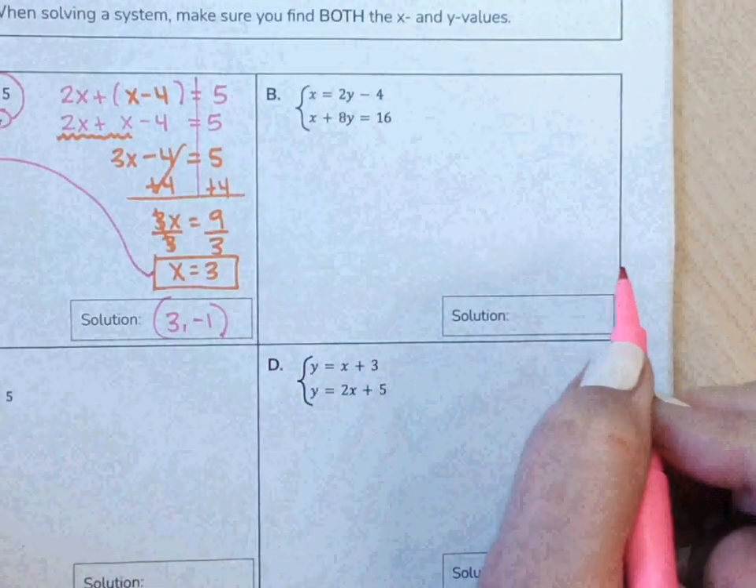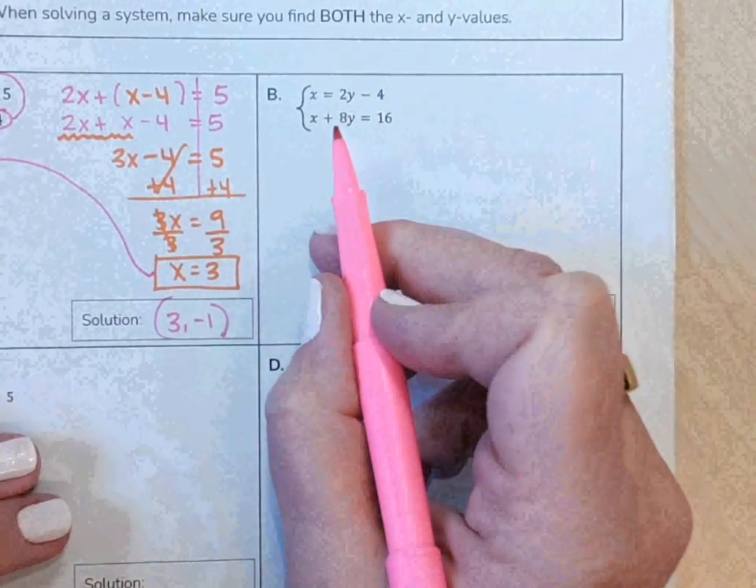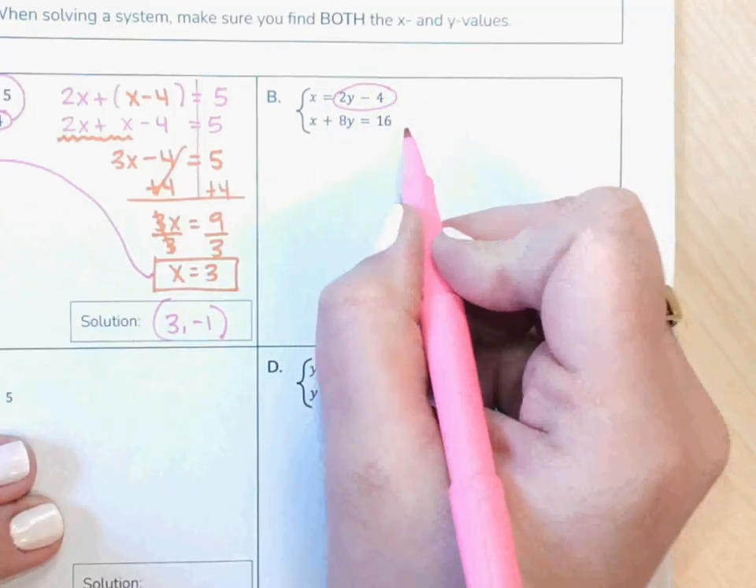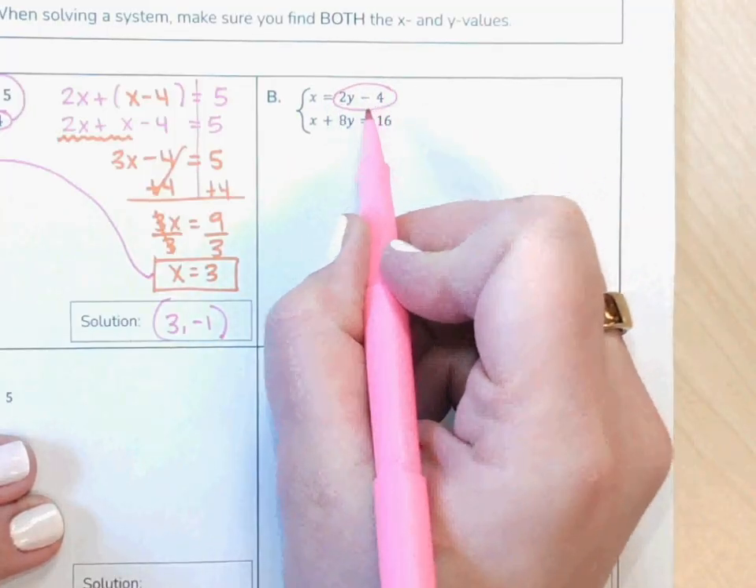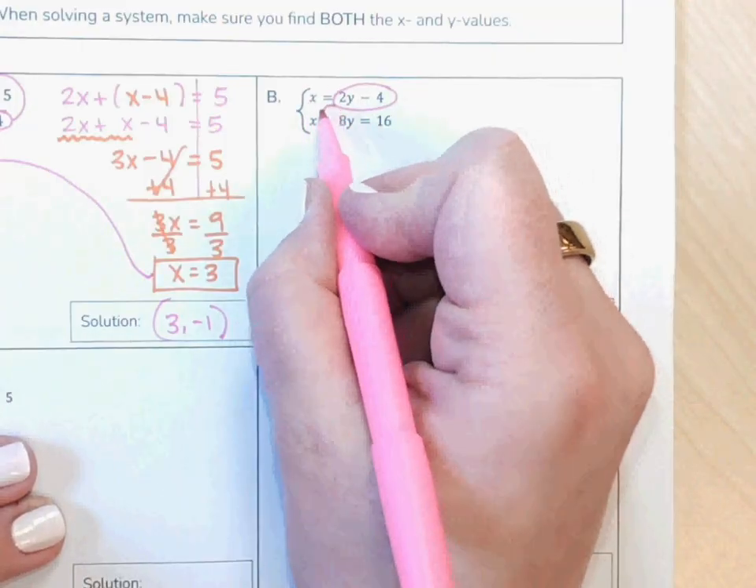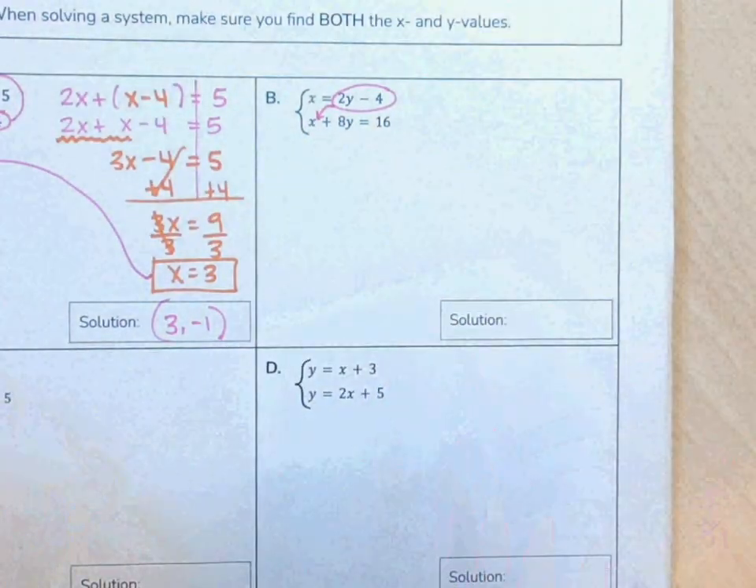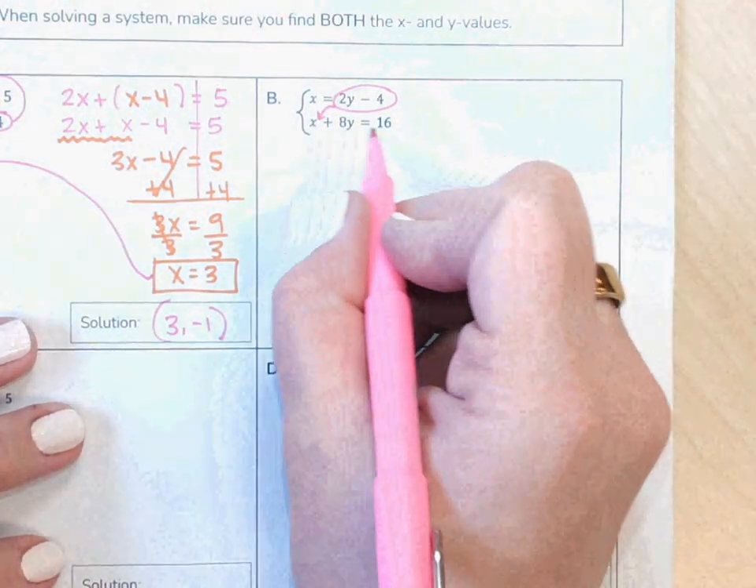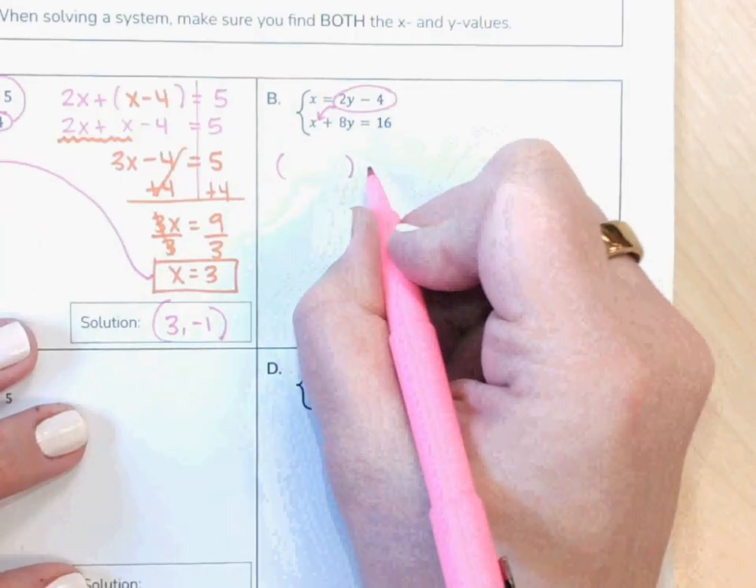What is going to be plugged in? X is equal to this whole thing. That means 2y minus 4 is the same thing as x, which means it can get plugged in and take the place of x in the other equation. So I'm going to rewrite this equation exactly as I see it.